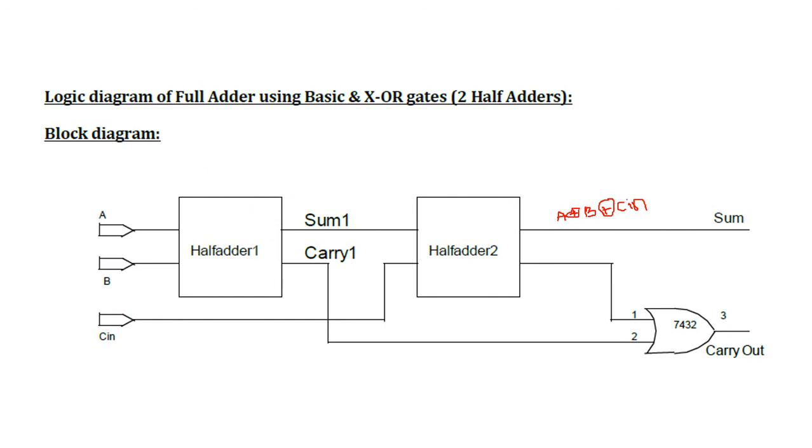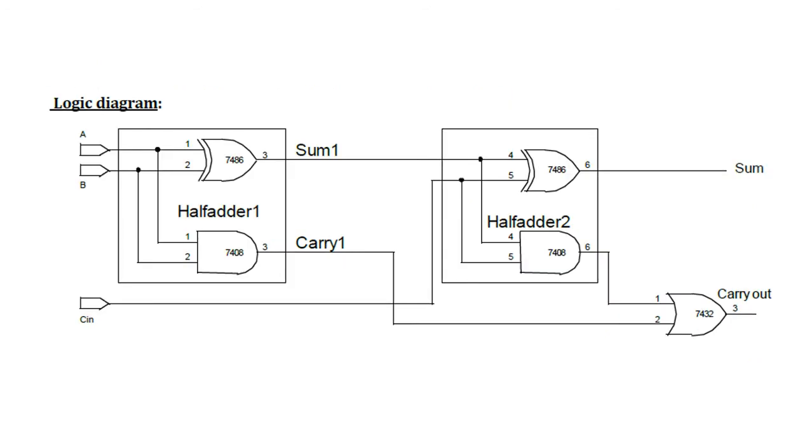This is the block diagram. Using the 7486 IC, we can implement this logic diagram. Similarly, for the 7408, only one IC is required, and 7432. So the required ICs for this full adder circuit are the 7486 IC, 7408, and 7432.